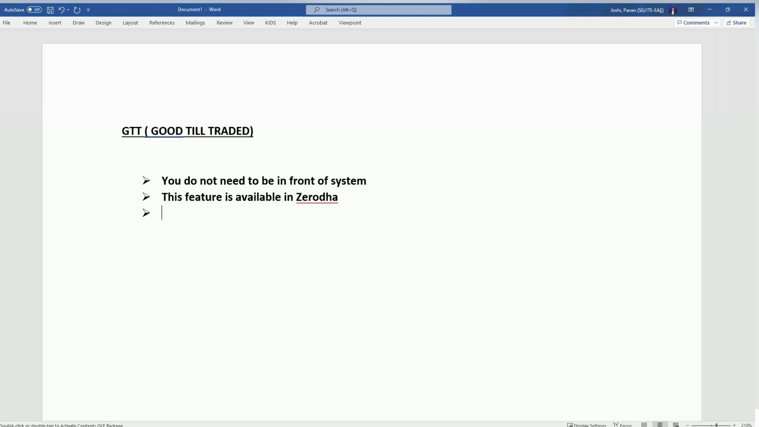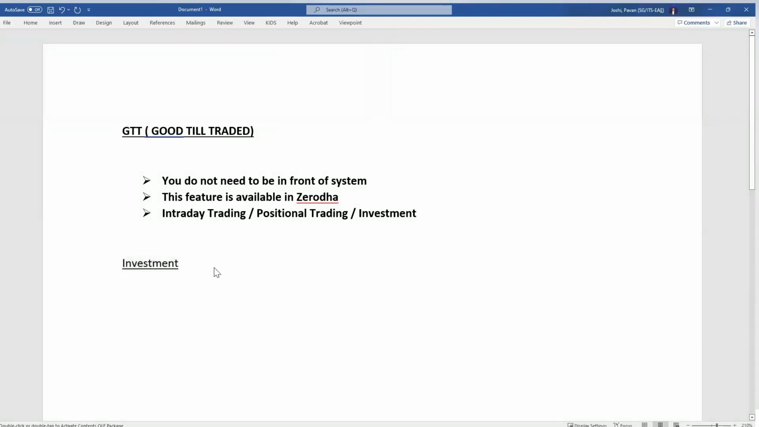The next important point is that this is not available in all the brokers. Only some of the brokers offer it, so you can use Zerodha in case you want to use this opportunity. This can be used for intraday trading, positional trading, as well as investment. Whether you want to do intraday trading, investment, or positional trading, you can use this order type. All you have to do is follow some simple rules and use it effectively. Let's talk about how to use this GTT order during investment.